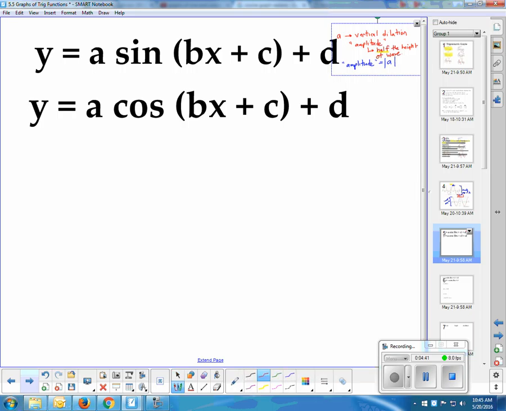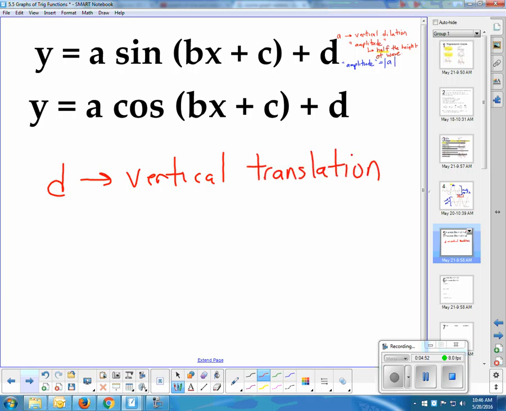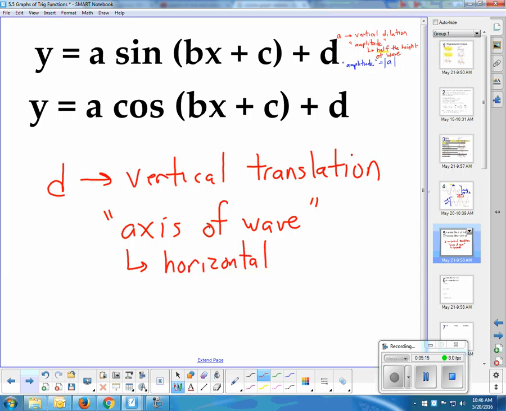Next, we might address the value of D. The value of D is going to give us our vertical translation, our shift up and down. It's going to slide that graph up and down. And the name of the portion of the graph that it affects is what's called the axis, or the axis of the wave. And that axis of the wave is defined as the horizontal midline of the wave.